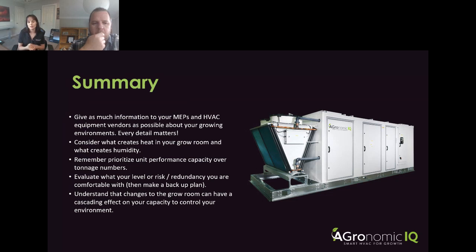Evaluate what level of risk and redundancy you are comfortable with. If you are super tight on budget, tell that to your MEP. Say, hey, I understand that one unit servicing our grow room is not ideal, but we have CapEx budgets that we need to meet. And we are accepting the risk that if this unit goes down, we're going to have these backup plans in place. If you have it, multiple units servicing a room are always better. But again, it's up to you. What is your capacity for your capital cost, and what are your backup plans for redundancy?